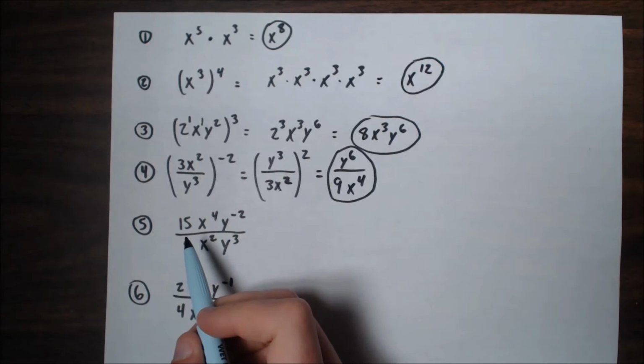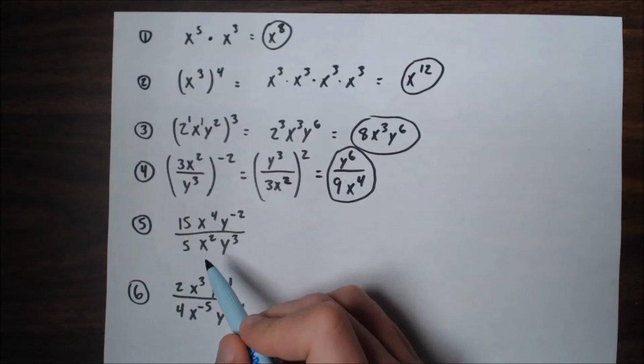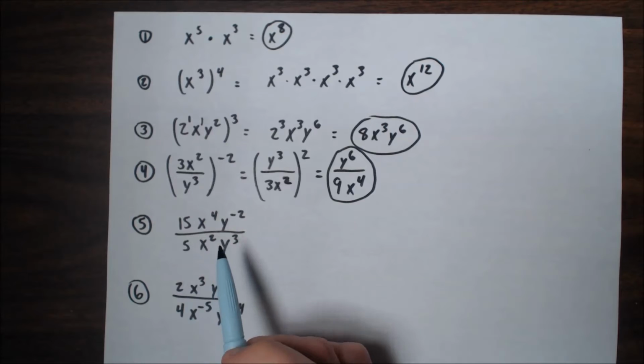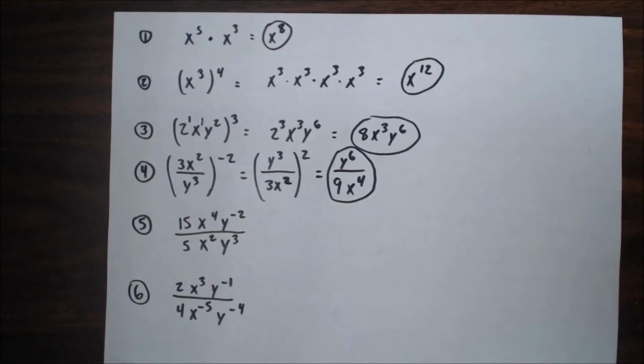Now, when we talked about this rule, we said you subtract the exponents. When you have like bases, you subtract the exponents. I've got another way that I like to think about it.